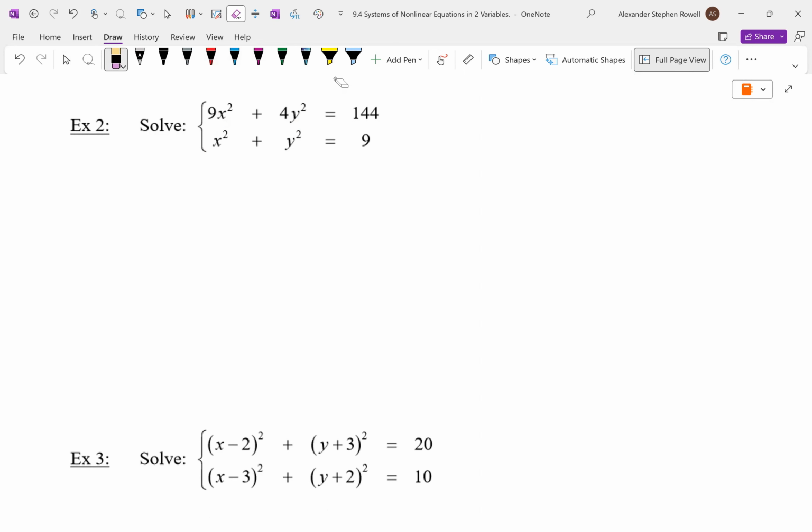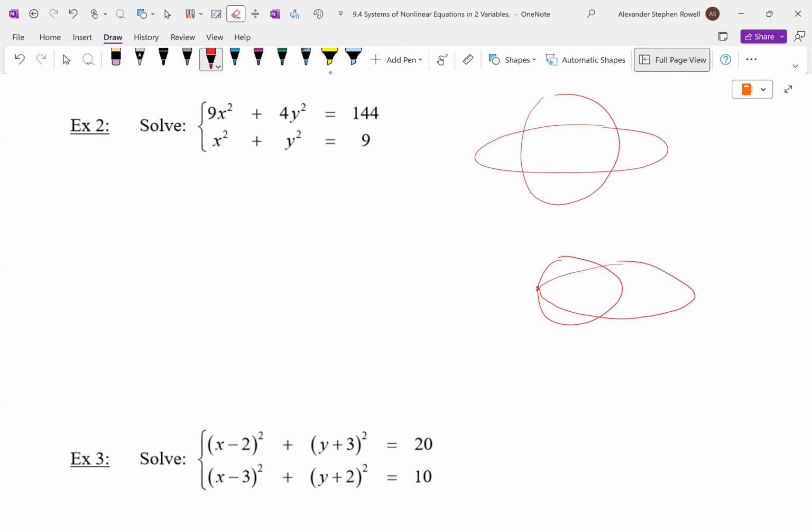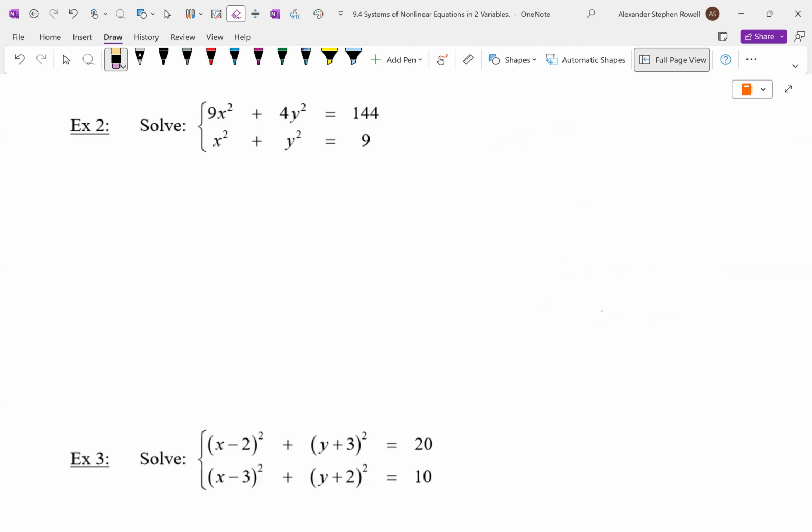How many solutions can we have? 4? Sure. What about, could we have 3? Yeah, if it just touches right there. Could we have 2? We have 1? 0? Okay, so we don't know. Let's try and figure this out.